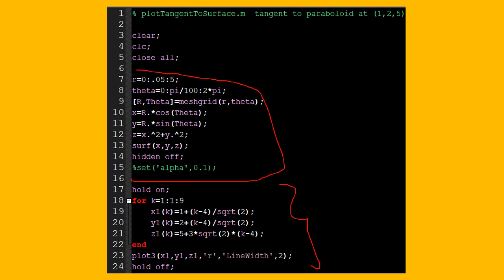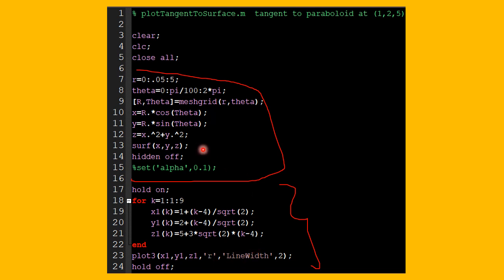We saw the paraboloid part before, I believe, but if we look at what we have here, we can see that x, y, and z are going to be points on the tangent line, and they're given by the vector 1, 2, 5 plus a multiple k of minus 4 times 1 over the square root of 2, 1 over the square root of 2, and 3 times the square root of 2 for the z direction. Then we plot the whole thing, x1, y1, z1, the tangent line in red with a line width of 2.